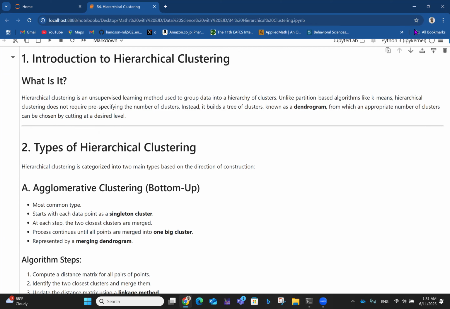Like partition-based algorithms such as k-means, hierarchical clustering does not require pre-specifying the number of clusters. Instead, it builds a tree of clusters known as a dendrogram, from which an appropriate number of clusters can be chosen by cutting at a desired level. So here, the key thing is a dendrogram. The key thing under k-means is to determine the number of clusters you should have, especially the optimal number of clusters.